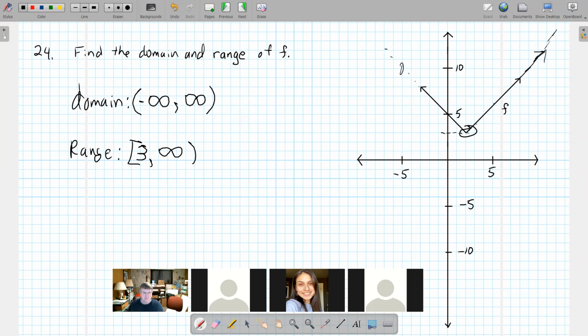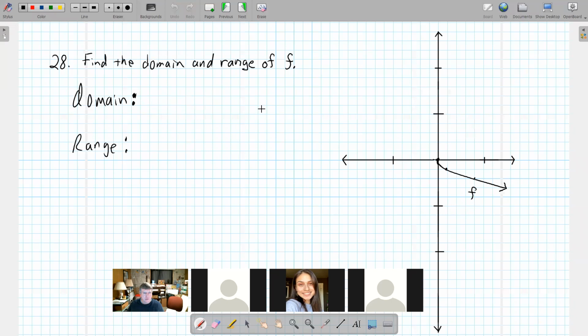All right. Next one. Find the domain and the range. Careful. What's the domain? 0 to positive infinity. And then the range is negative to infinity. I'm not really grasping this part of the lesson. Okay. All right.